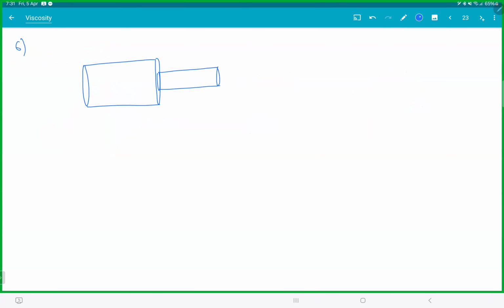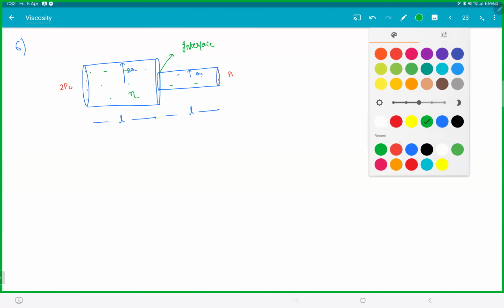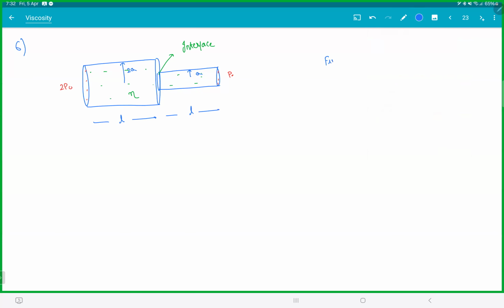So we have two pipes here. Length L, length L. This radius is A and this radius is 2A. Here the pressure is 2P naught. Here the pressure is P naught. Liquid is flowing through this pipe and viscosity is eta. This is your interface. Find the volume flowing per second and the pressure at the interface.